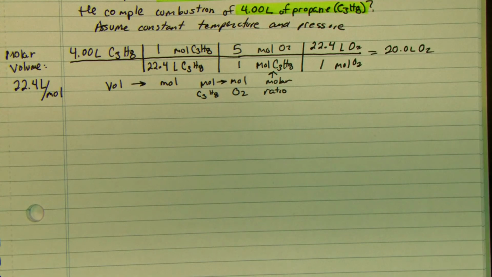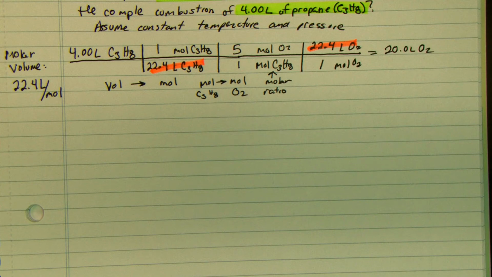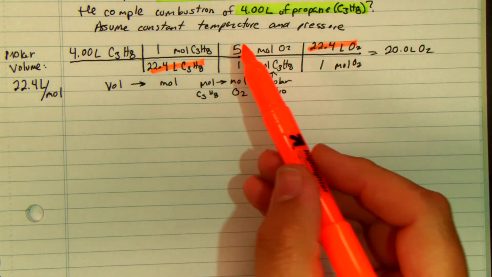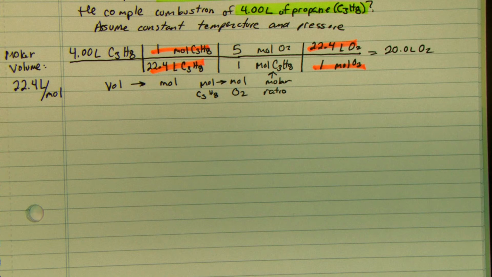Now, my question to you is, is there any way that we might be able to make this a little bit easier of a problem for us? Is there something we might be able to divide out? Yes, the 22.4s divide out. I'm going to divide those two out.